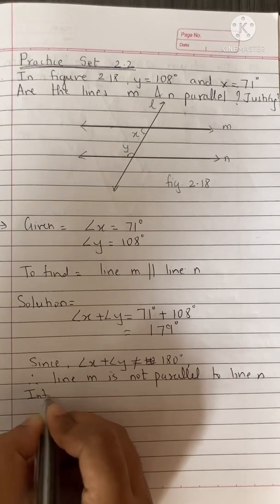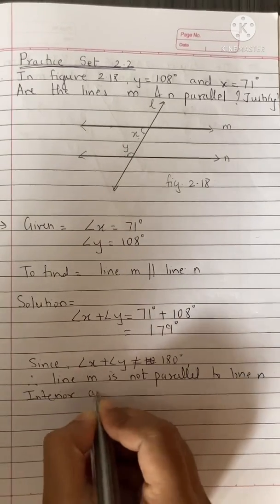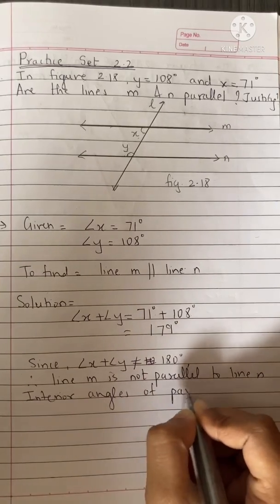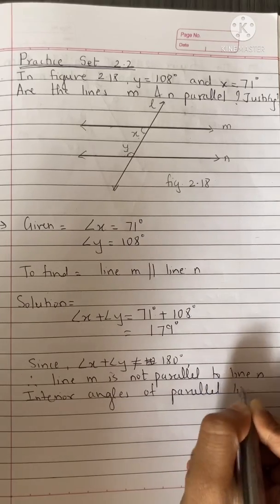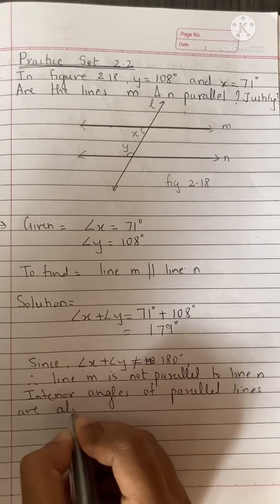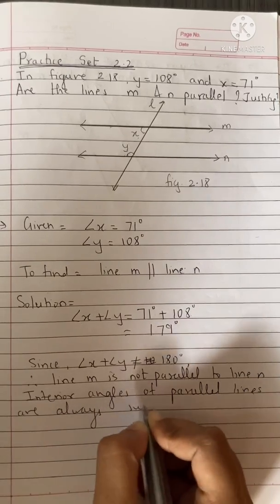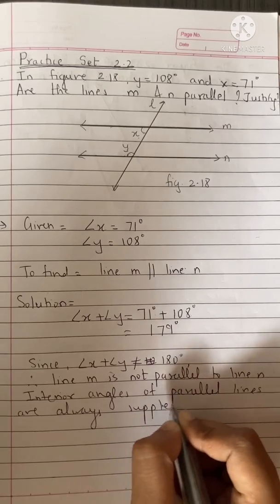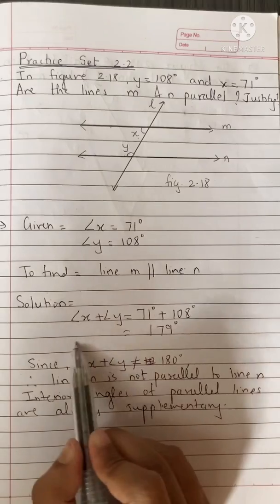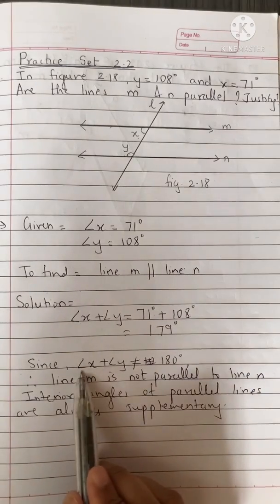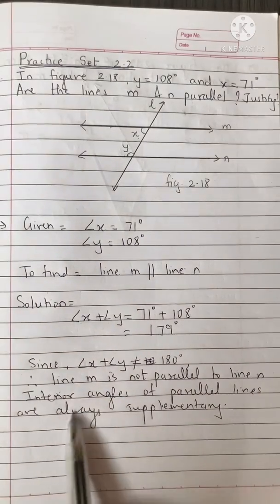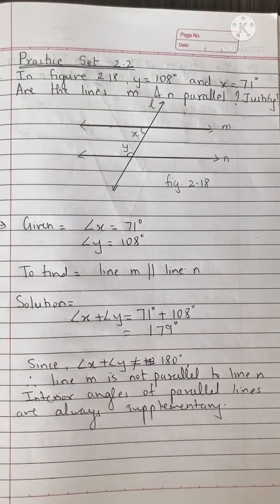Interior angles of parallel lines are always supplementary. And here, because they are not supplementary, X plus Y is not equal to 180 degrees. That's why line M is not parallel to line N. So we have even justified why M is not parallel to N.